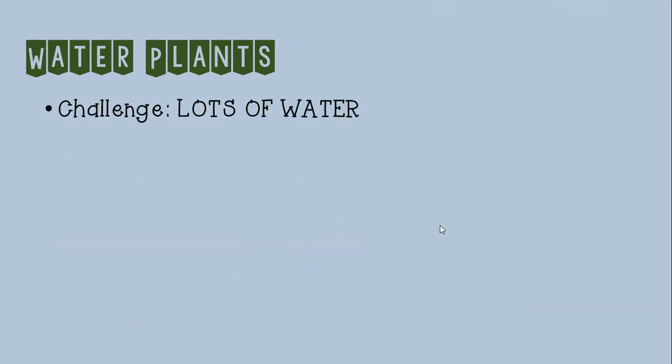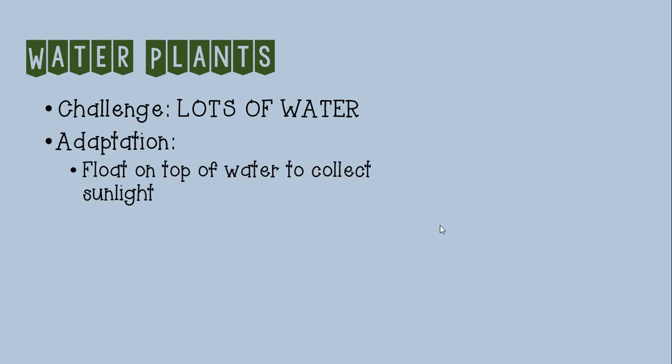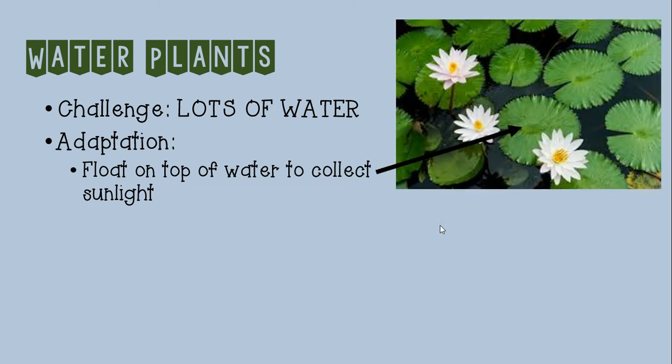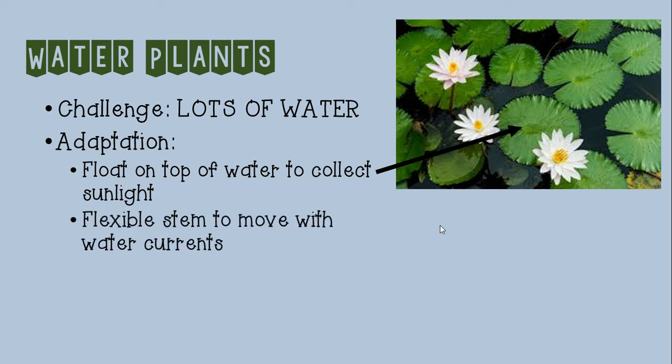Now, for water plants, the challenge that they face, opposite of the desert, is that it's lots of water. The adaptation is that they're able to float on top of the water to collect the sunlight, just like lily pads, right? We know that they're floating in order to collect the sunlight because it may not reach all the way to the bottom of the water.